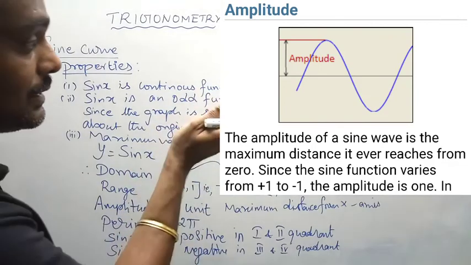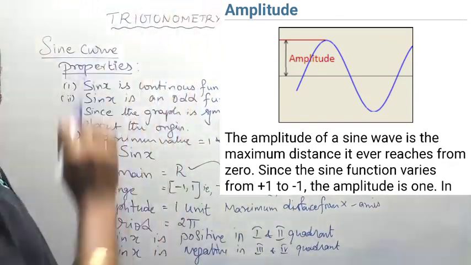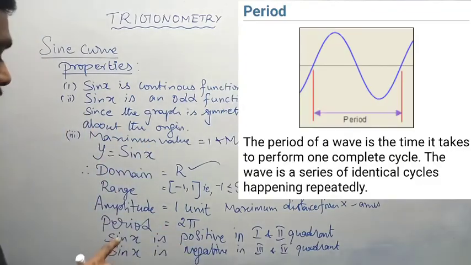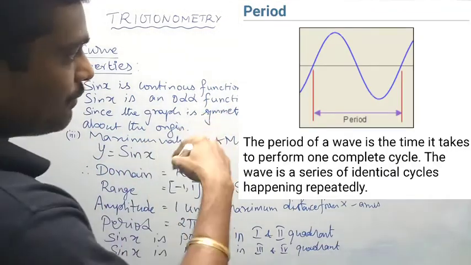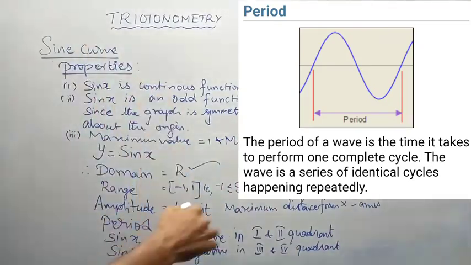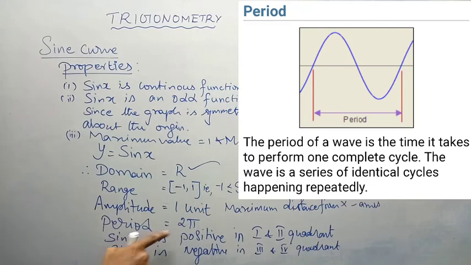Amplitude, the maximum distance from the x-axis to the point, is 1 unit. So amplitude is 1 unit. Period, one cycle from the graph, one cycle will be 0 to 2 pi, that is the period. So the period is 2 pi or 360 degrees.